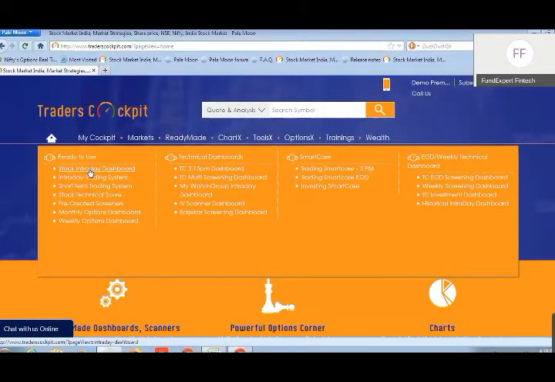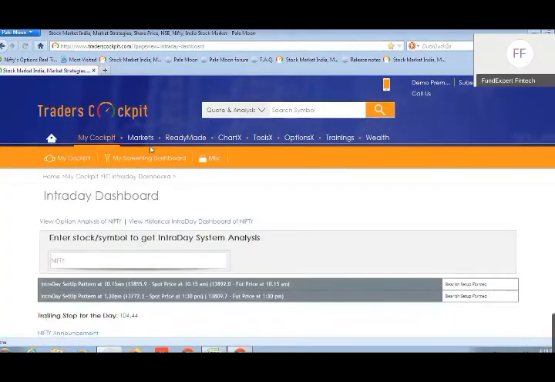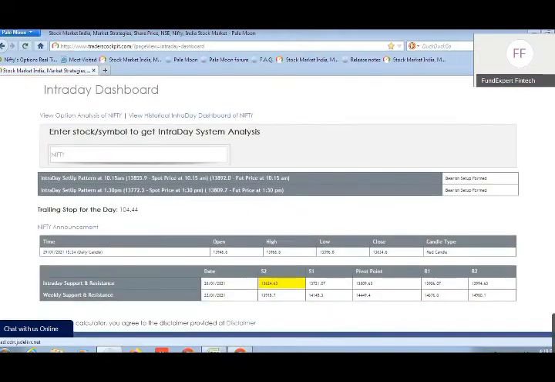Stock intraday dashboard. When you click on this link, intraday dashboard, the page appears like this, where you can type in any script name here. This is an input box. You can type in any script name here.